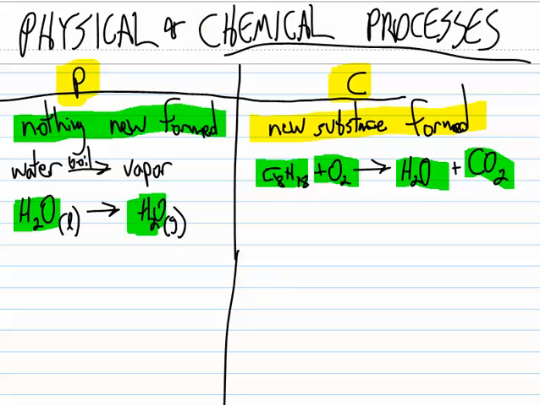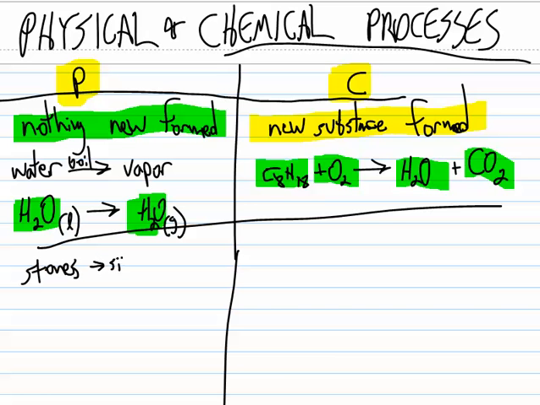Let's see if I can come up with one more example of each. Let's say we've got a whole bunch of stones, and you're going to run them through a sifter. So you're going to sift them, and then you're going to save the small ones. So you're going to sort them by size. And when you run all these stones through a grating or some kind of wire mesh, you're keeping the little ones, or keeping the big ones, I guess, and you're sorting them by size. So do you wind up with anything new? No, you don't get anything new, so that is a physical process.